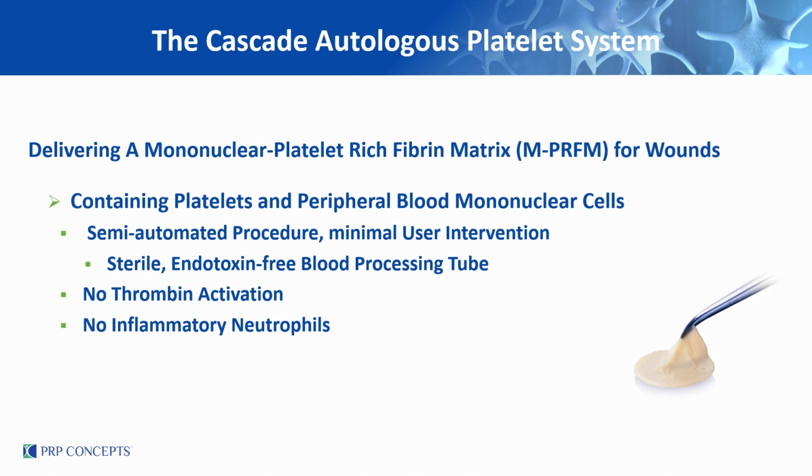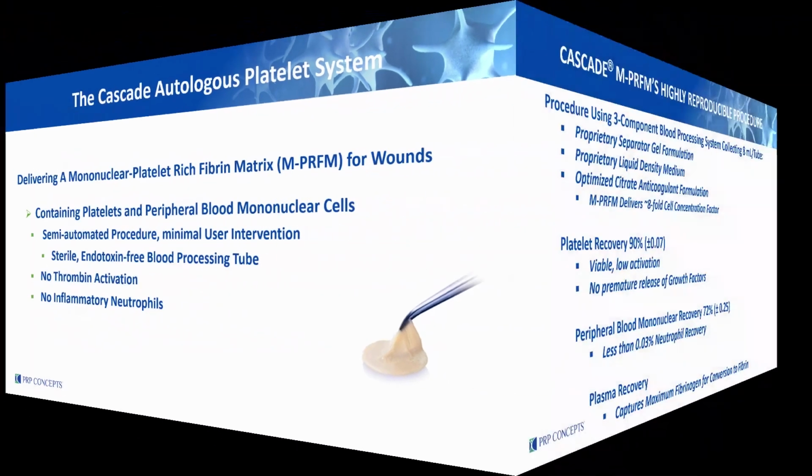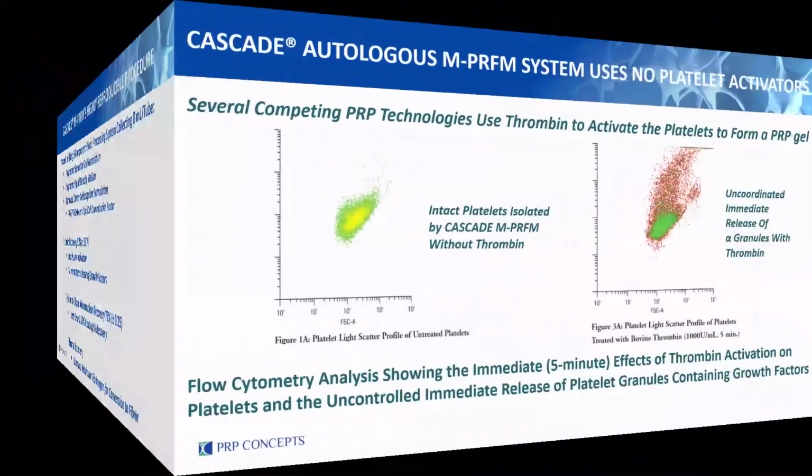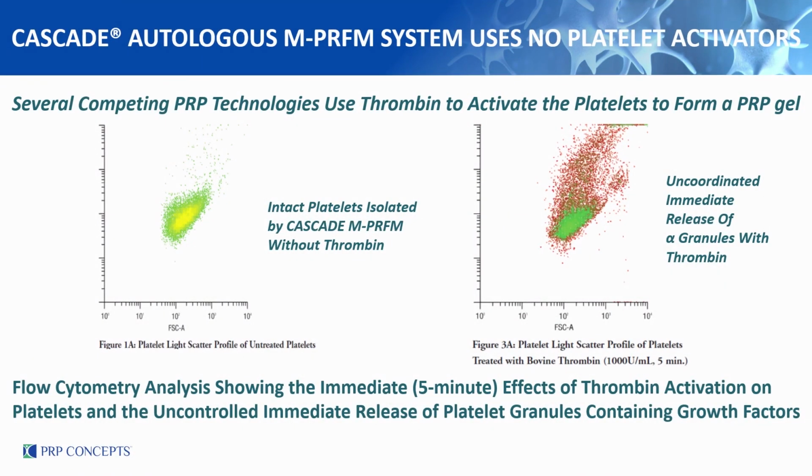Now, the other thing that's important for this system is that there's no thrombin activation. Most all the platelets in other systems are activated by adding thrombin to it. Any of you who have done this for wound repair or have done prior trials with PRP know you have to add thrombin to it. But we'll get to a slide in a minute or so. The thrombin is not really a good way to activate the platelets. So I'm not going to go through this. The platelet recovery, though, that you get with the CASCADE system is about 90%, which is really, really quite good.